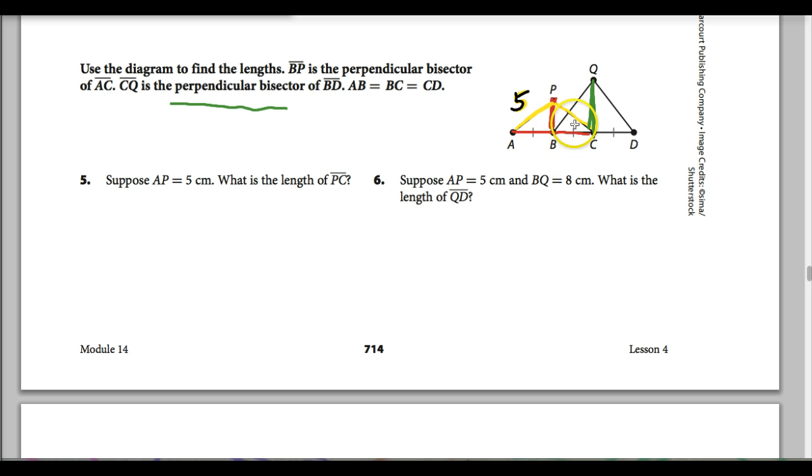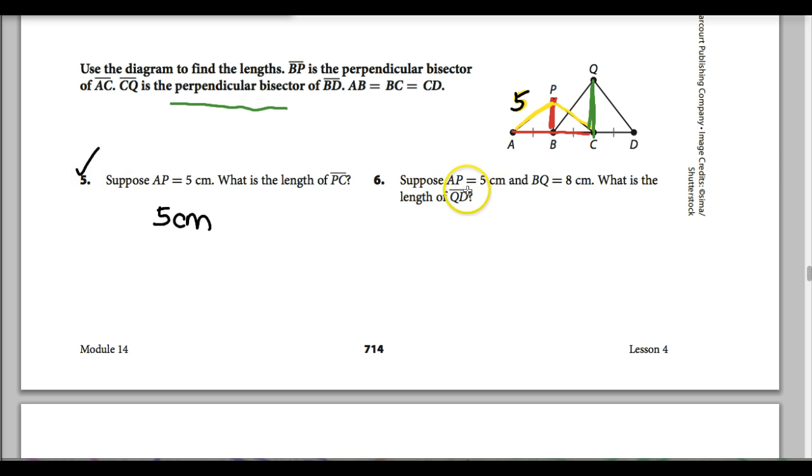We just talked about the perpendicular bisector theorem and how this and that measure the same. So the length of PC would be 5 centimeters. Easy, right? So you're going to put a check mark.